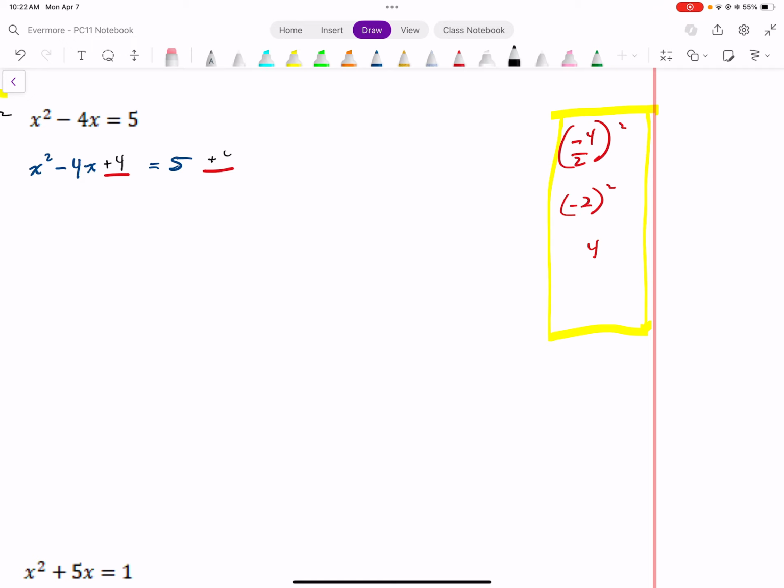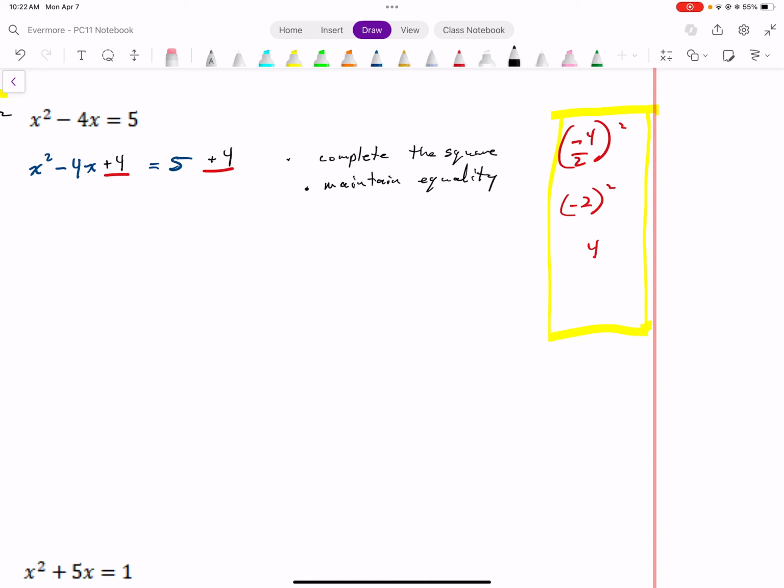If I add it to the left-hand side, I'm going to add it to the right-hand side to maintain equality. So I would say complete this square. That would be my thought here. The next one is maintain equality, because I actually did 2 steps in this line. I added 4 to both sides. Maintain equality.